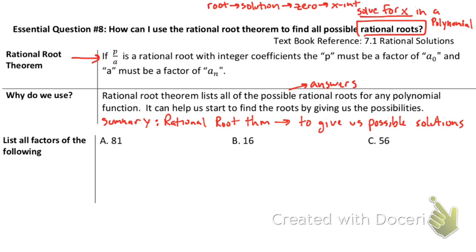All right. So on your Google Classroom, I want you to give me the factors of b. So in the comments on Google Classroom, go ahead and give me all the factors of b.